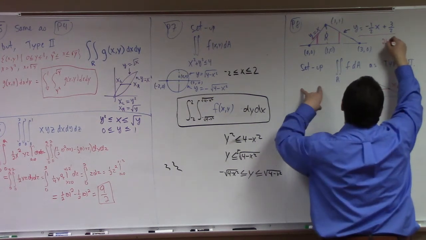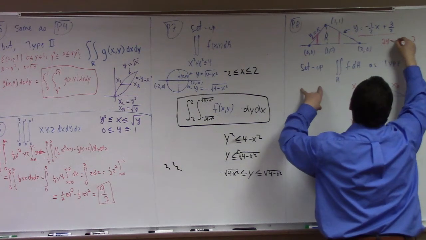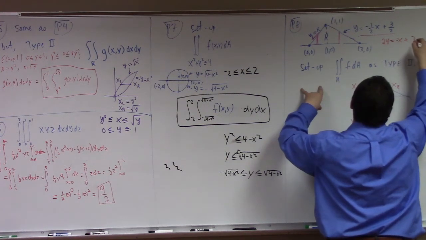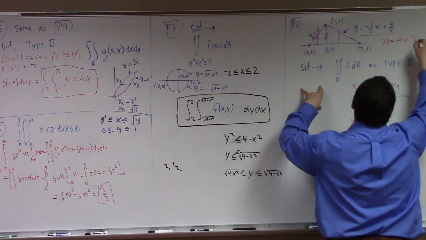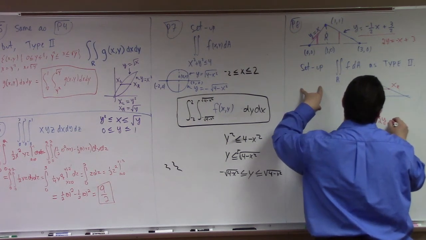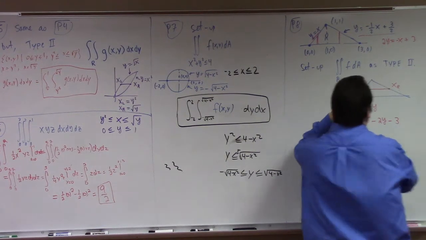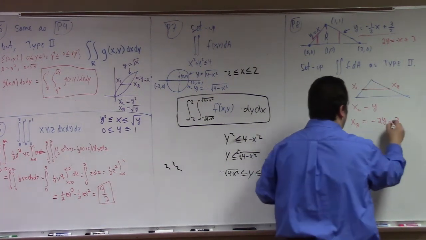So 2y minus x plus 3. 2y equals minus x. So what did you say it was? Minus 2y. Minus 2y minus 3? Plus 3. Plus 3.